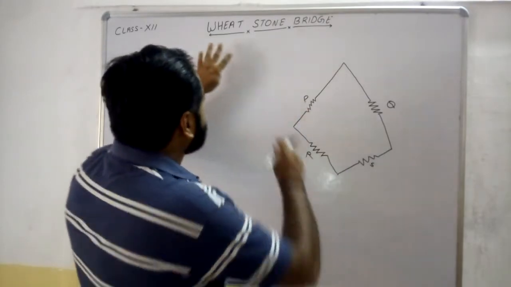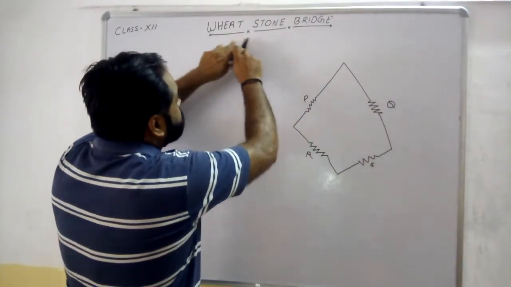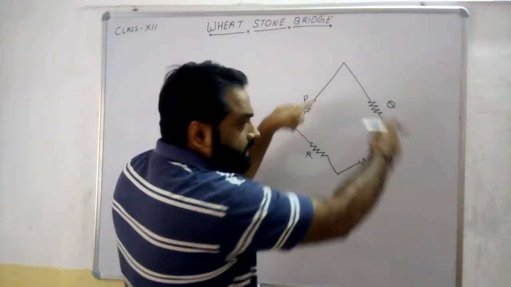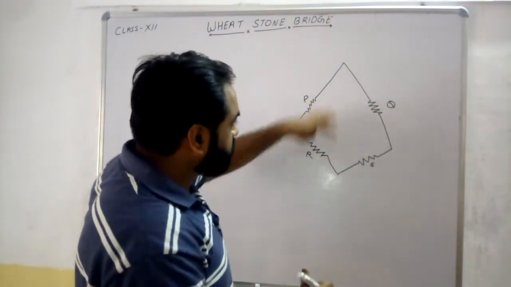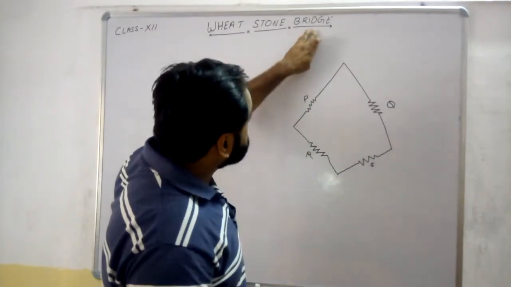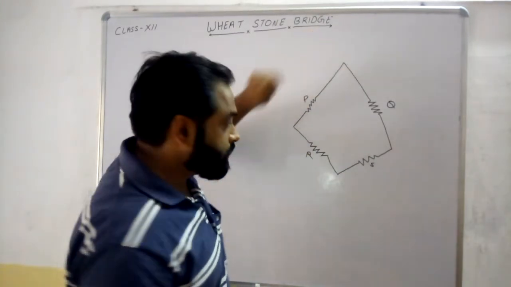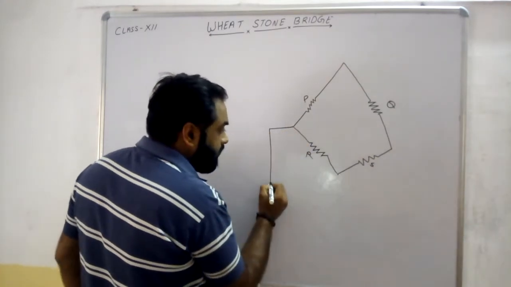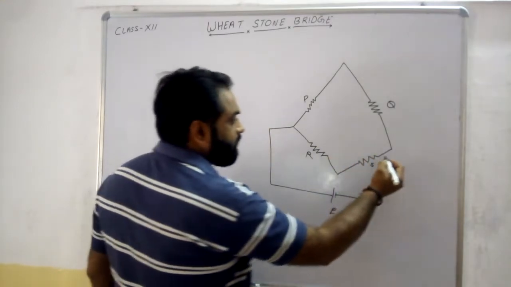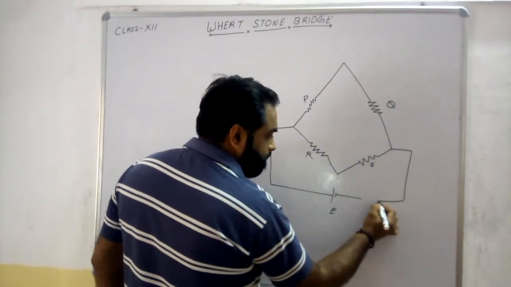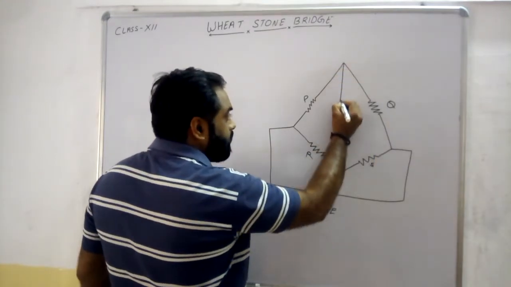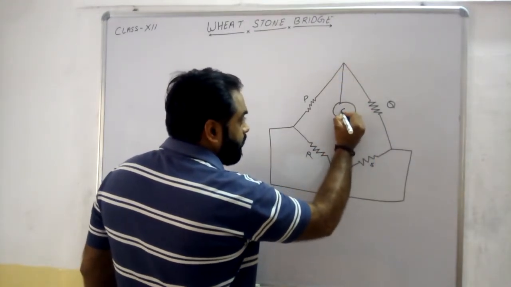Sir Charles Wheatstone gave this bridge, this combination of four resistors in the shape of a quadrilateral, or we can say kite shape. This is considered a bridge. And here the EMF is considered as E. Okay, this is the circuit. Here we use a galvanometer.